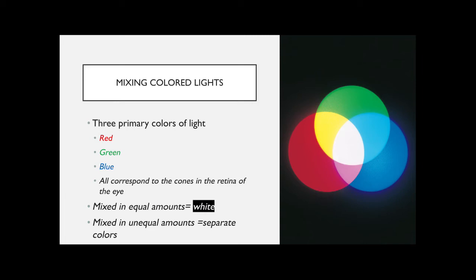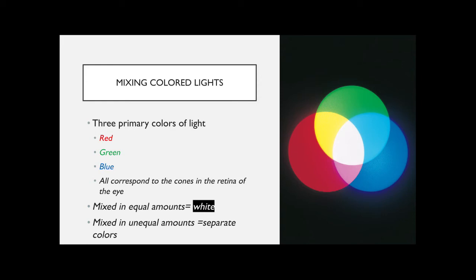When we talk about primary colors of light, we're talking about light, we're not talking about paint. There are 3 primary colors of light. There's red, green, and blue. And all of these are in reference to the colors of the types of cones that you have. Remember, we said we have 3 types of cones, red, green, and blue. Therefore, you have 3 primary types of light, which are also called red, green, and blue.